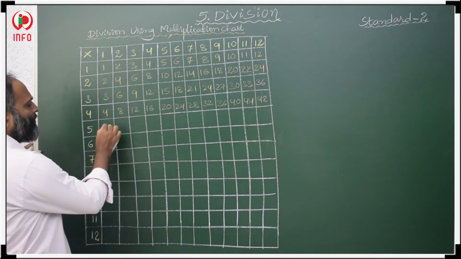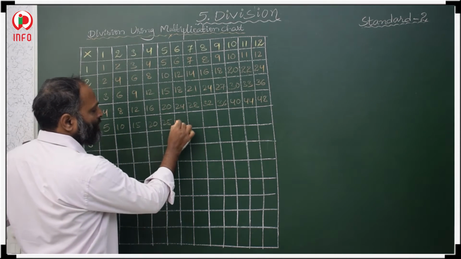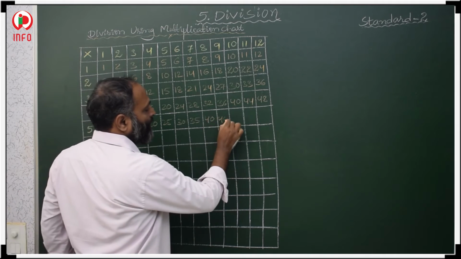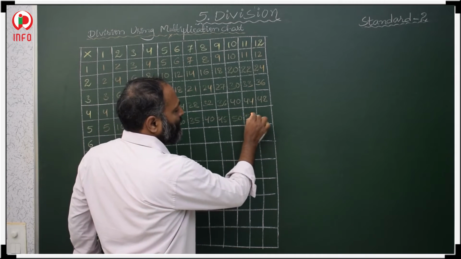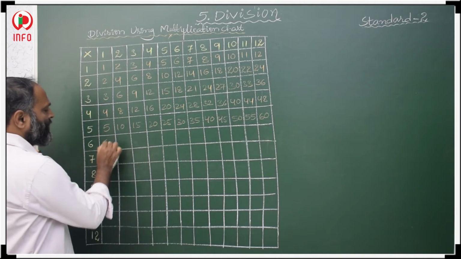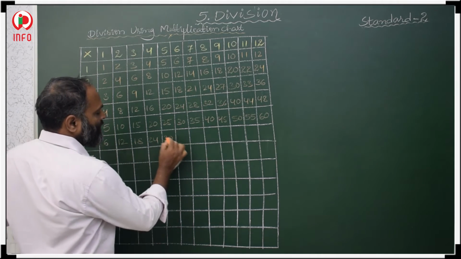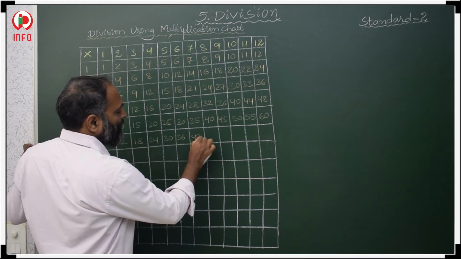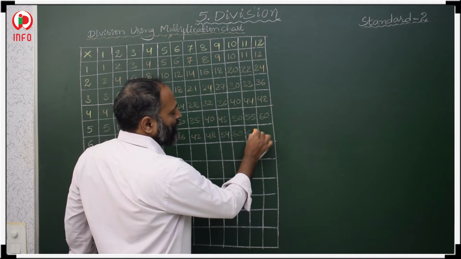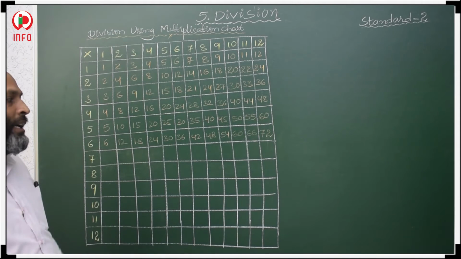Next, 5 table. 5 1s are 5, 5 2s are 10, 5 3s are 15, 5 4s are 20, 5 5s are 25, 5 6s are 30, 5 7s are 35, 5 8s are 40, 5 9s are 45, 5 10s are 50, 5 11s are 55, 5 12s are 60. Then 6 1s are 6, 6 2s are 12, 6 3s are 18, 6 4s are 24, 6 5s are 30, 6 6s are 36, 6 7s are 42, 6 8s are 48, 6 9s are 54, 6 10s are 60, 6 11s are 66, 6 12s are 72.